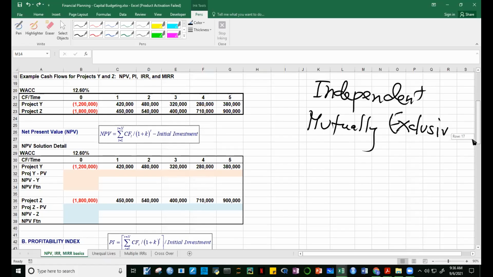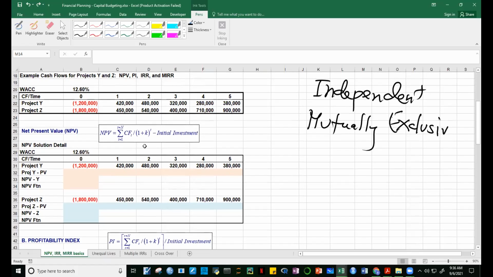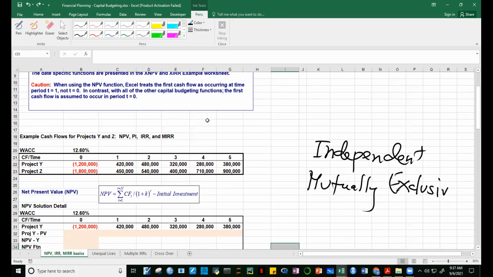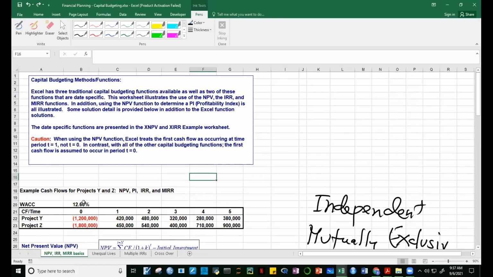Okay, so let's start with the most important method of all, the net present value. Okay, let's give our WACC, once again, a name. This one, let's give it a name so we can easily access this. I will call it WACC. Enter.